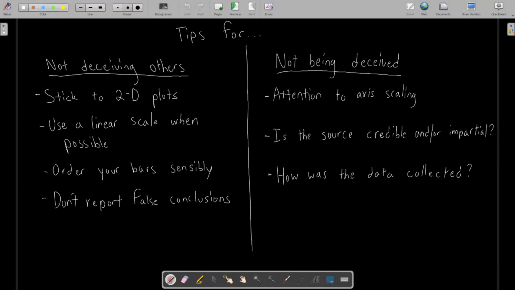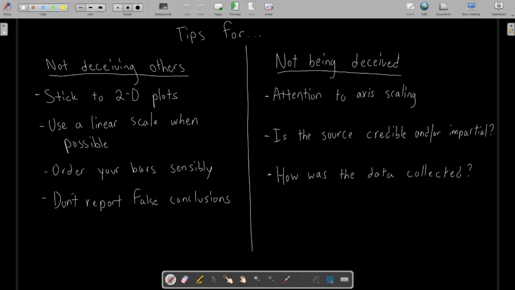And lastly, don't report false conclusions. You want to be really careful and not say anything that might not be true, because with statistics we can't prove something is true beyond a reasonable doubt usually. There's no absolutes in statistics.